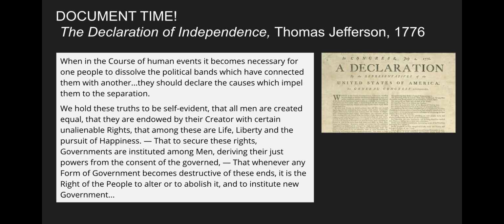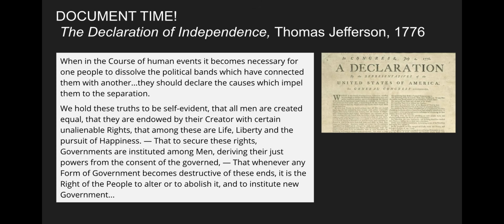Originally penned by Thomas Jefferson in 1776, it says, "When in the course of human events it becomes necessary for one people to dissolve the political bands which have connected them with another, they should declare the causes which impel them to the separation." So basically, if we are going to break up with you, Great Britain, if we're going to become our own independent nation, we should explain why.